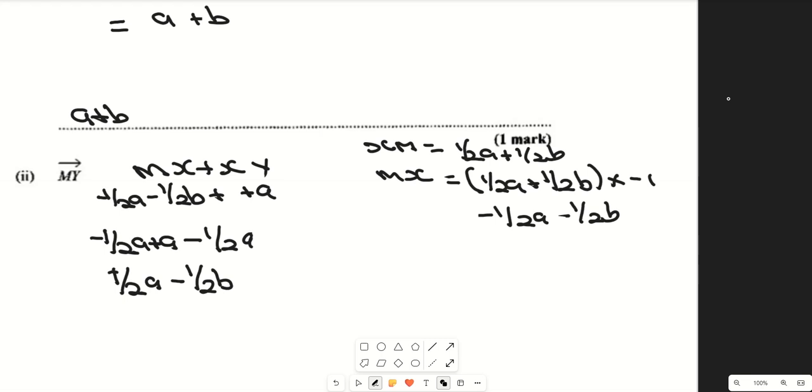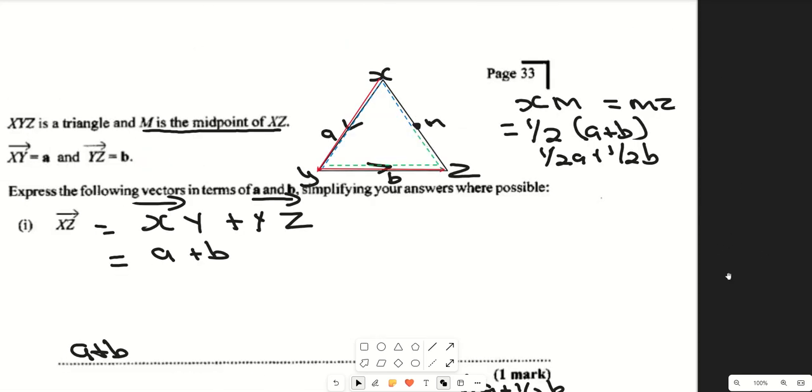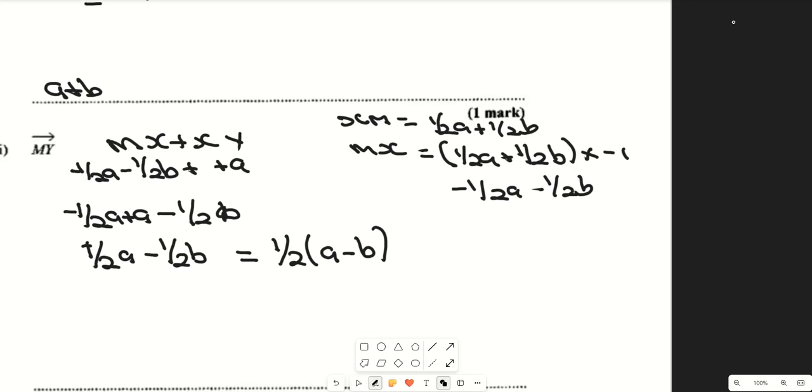You could factorize the halves out because they have that in common. That's a half, open bracket, A minus B, and that would be your answer. So this is the answer for this question. If you wanted to go the X route, now let's just say you wanted to go the Z route. I'll put it in green so you guys could see.